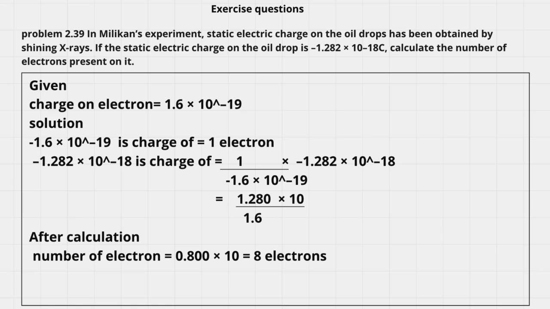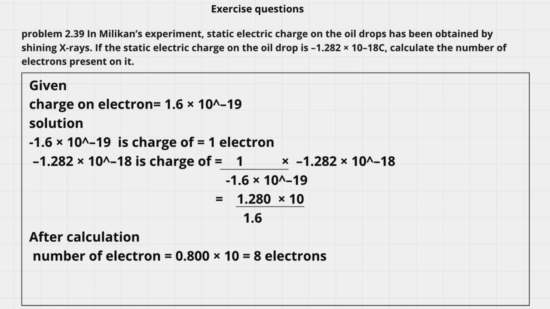Charge on electron equals minus 1.6 into 10 raised to the power minus 19. Solution. Minus 1.6 into 10 raised to the power minus 19 is the charge of 1 electron. Minus 1.28 into 10 raised to the power minus 18 is the charge of 1 divided by minus 1.6 into 10 raised to the power minus 19 into minus 1.28 into 10 raised to the power minus 18.